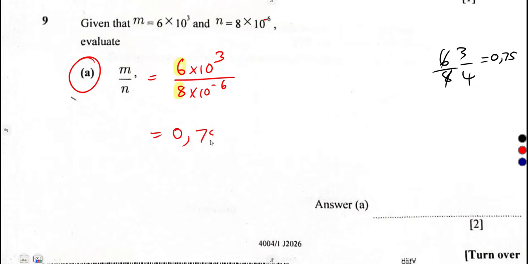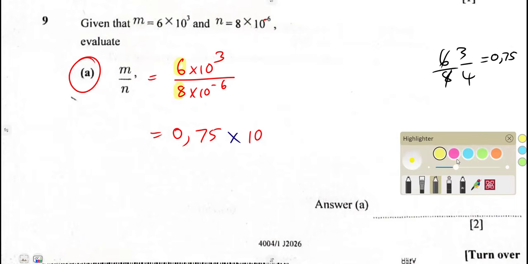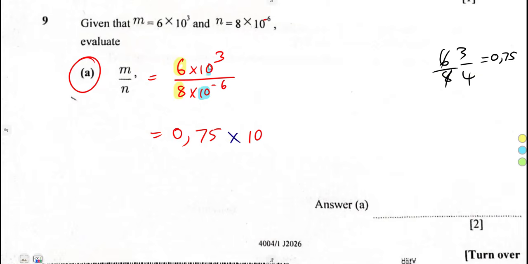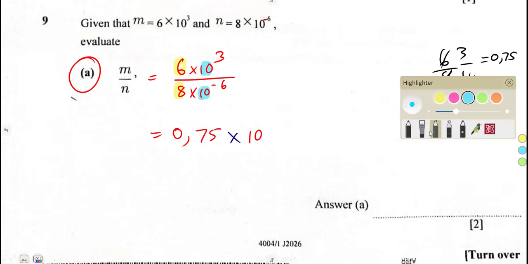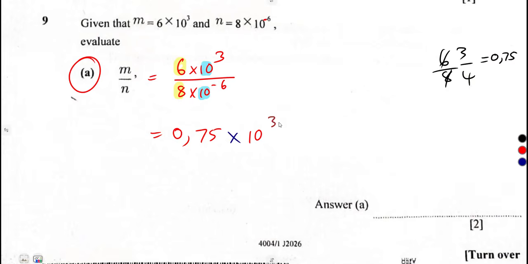3 quarters is 0.75. Then divide the bases, the part with 10 to the exponent of 3. We are dealing with the same bases, so we are going to subtract the powers. That is going to be 3 minus 6. What are we subtracting? Minus 6. So negative, that was going to give us a positive.